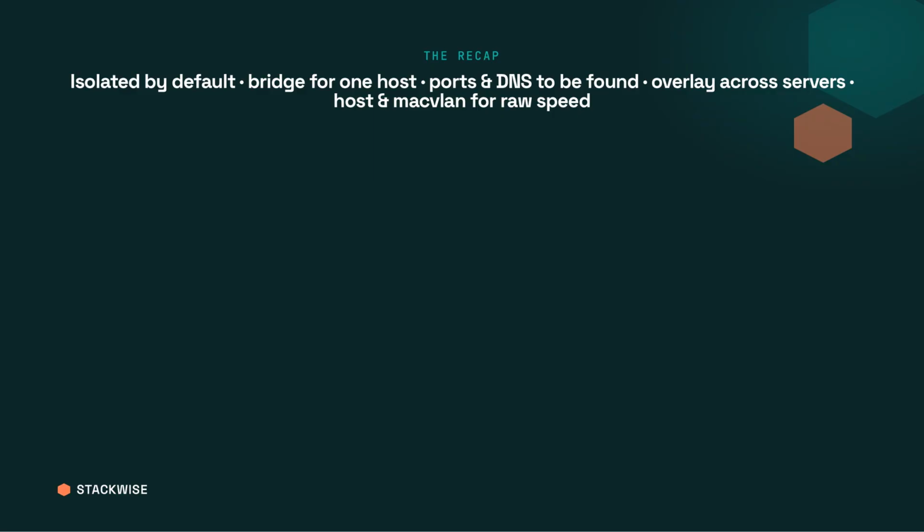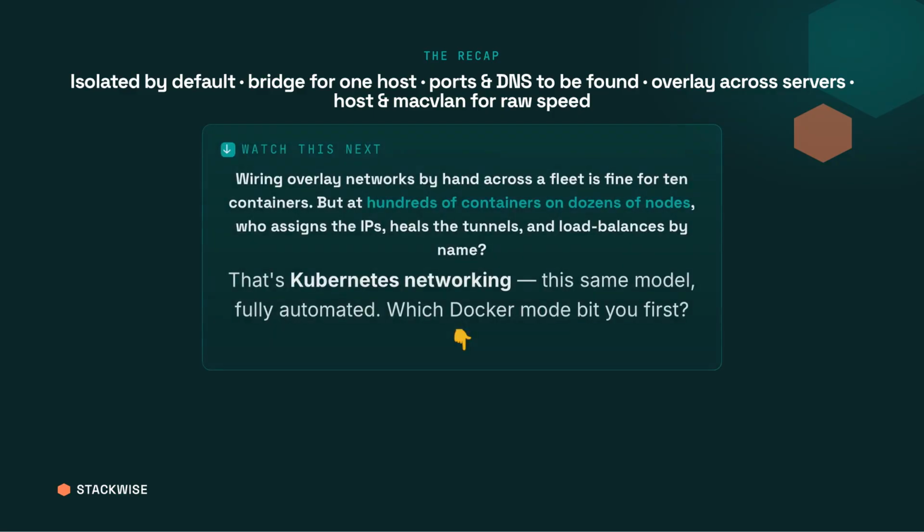But here's where it starts to strain. Wiring overlay networks by hand is fine for 10 containers. Push it to hundreds of containers across dozens of nodes, and something has to assign every IP, heal broken tunnels, and load balance requests by name automatically. Who does all that? That's the whole next video. Kubernetes networking, this exact same model, fully automated.